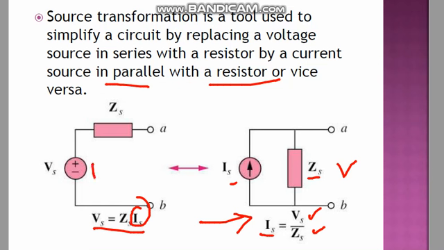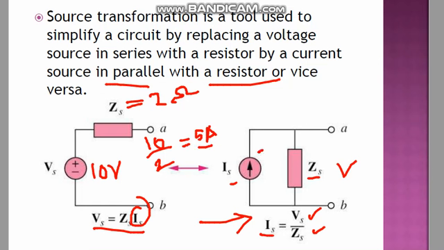Suppose here is a 10 volt source and Zs is 2 ohms. What will be the current? The current will be 10 divided by 2, that means 5 amperes. Is it right or wrong? It's 5 amperes. So the current source will be 5 ampere, and just connect the 2 ohms in parallel. You have done it. That is the source transformation. Pretty easy, you know.